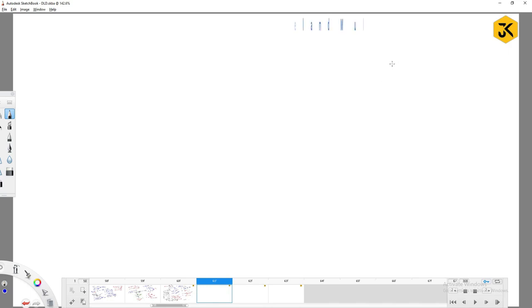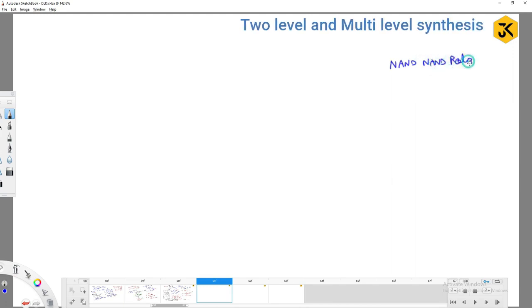In the last class we have seen the concept of NAND realization, right? And also we have seen another realization, that is NOR realization. When you have a sum of products expression or a product of sums expression, we can easily implement it using NAND gates. If it is product of sums, we can implement it using NOR gates.